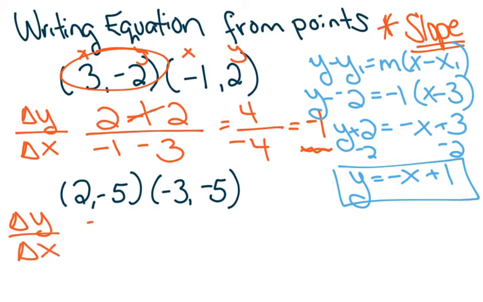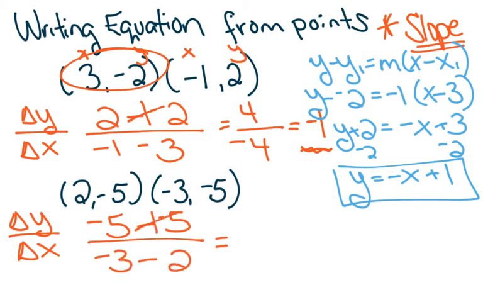All right, so -5 minus -5 over top of -3 minus 2. So that turns to a plus. -5 plus 5 is 0. The bottom is -5, but 0 divided by anything is 0.